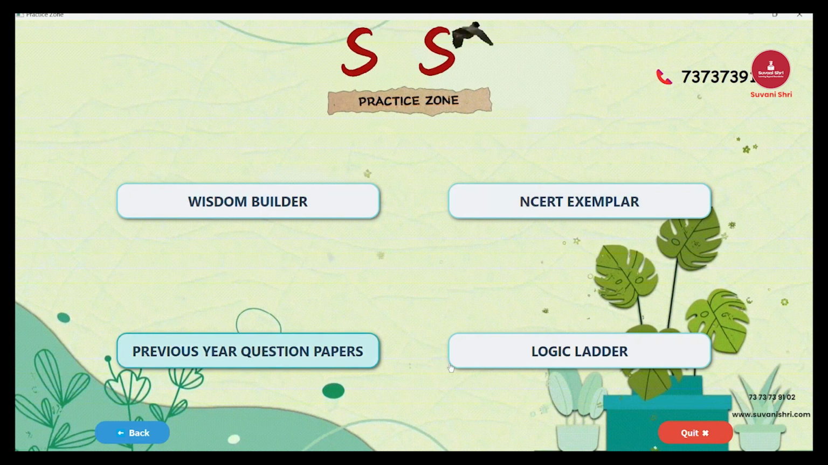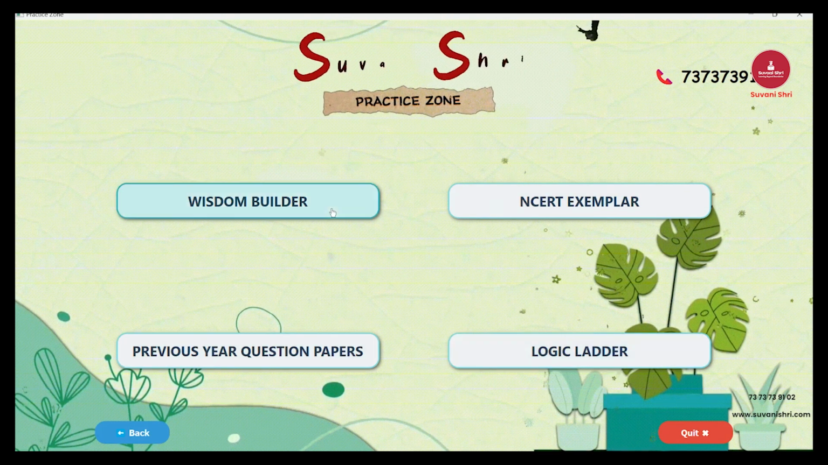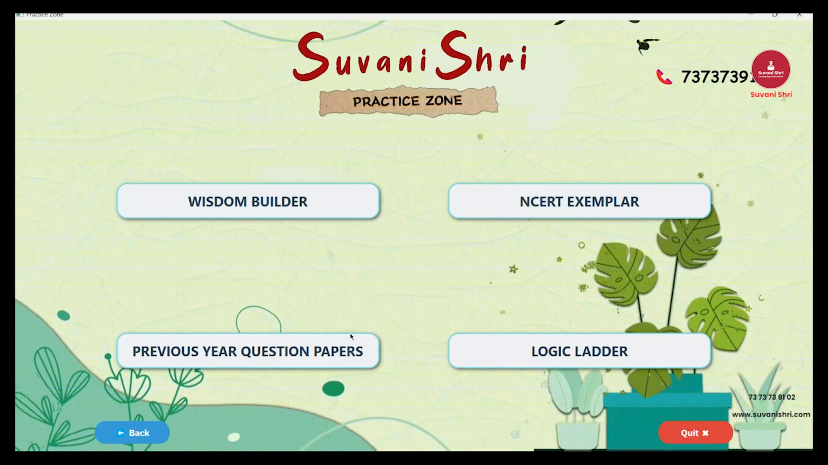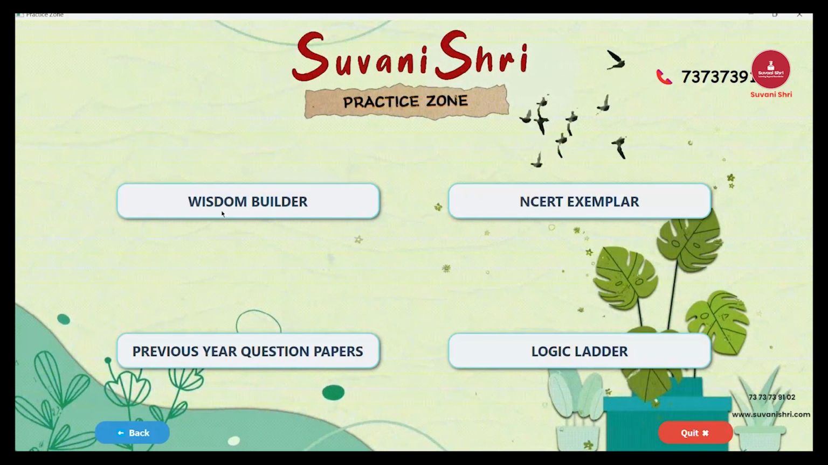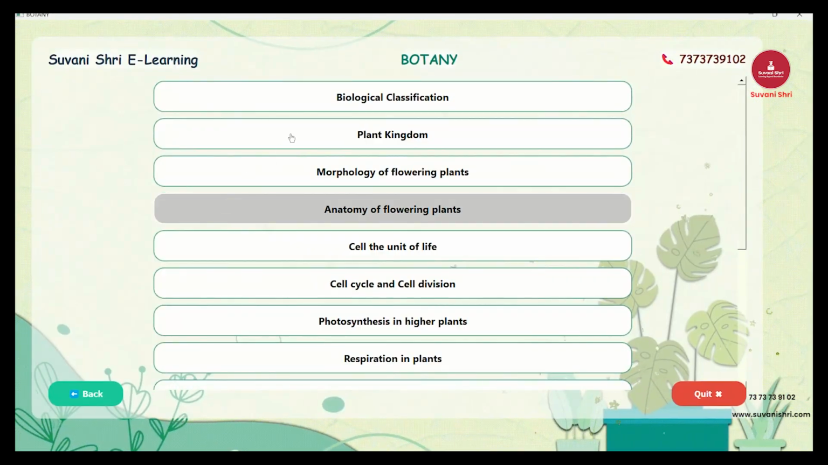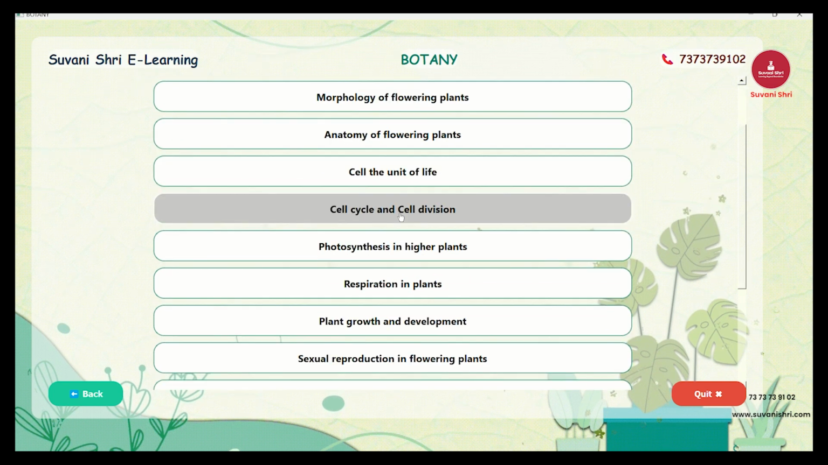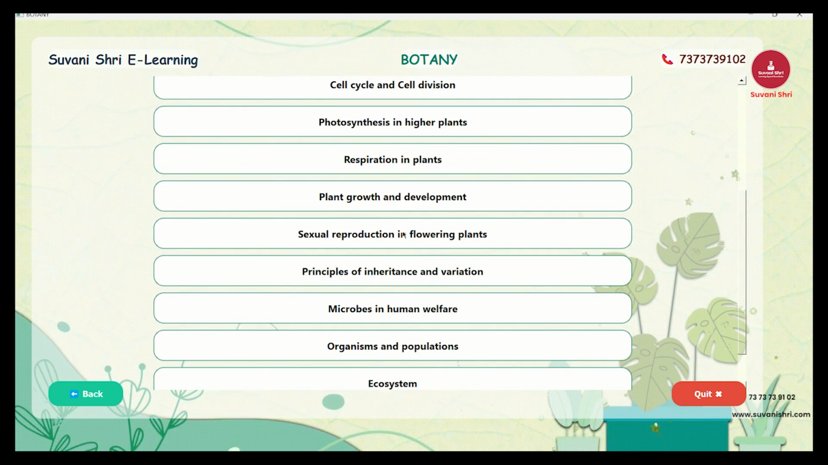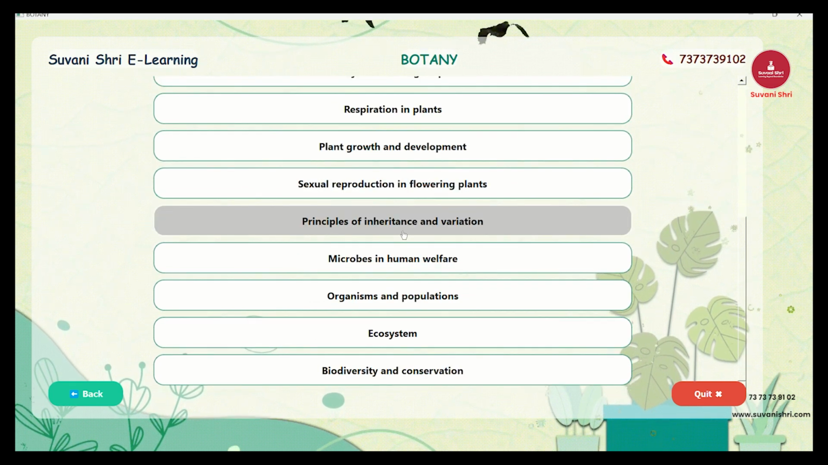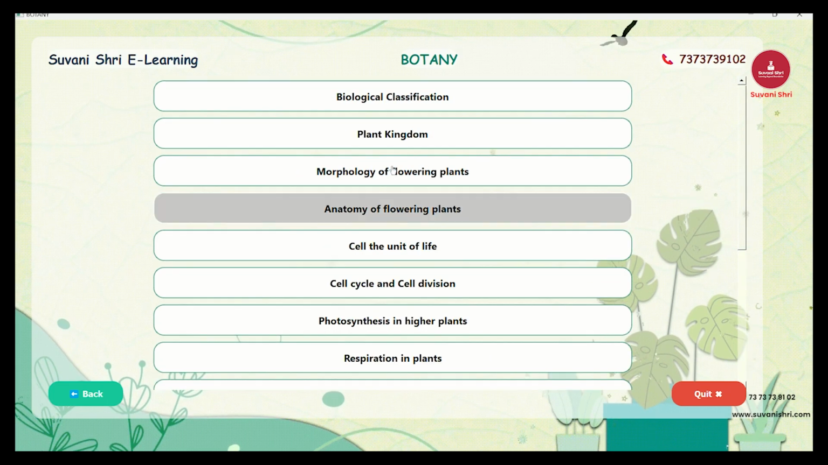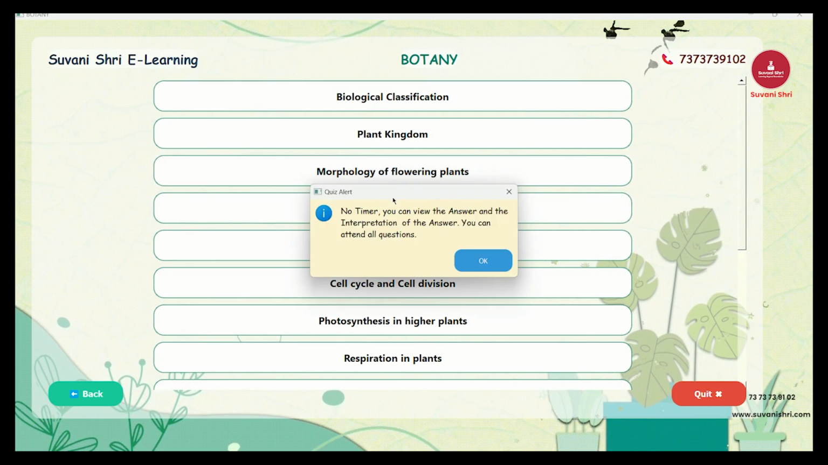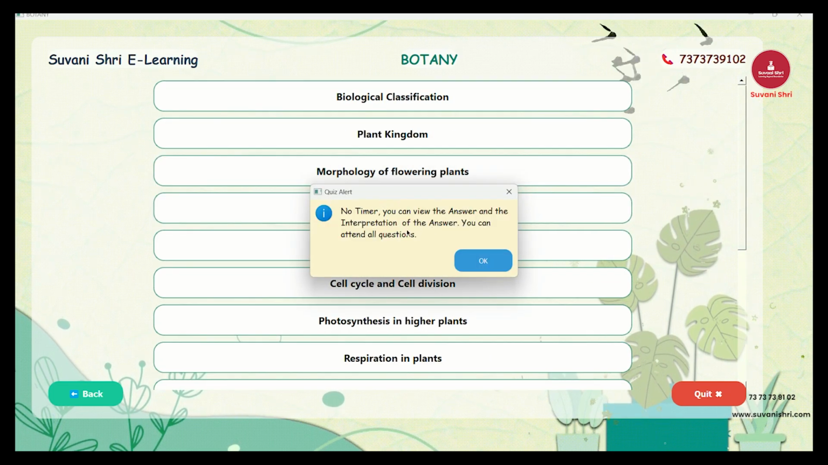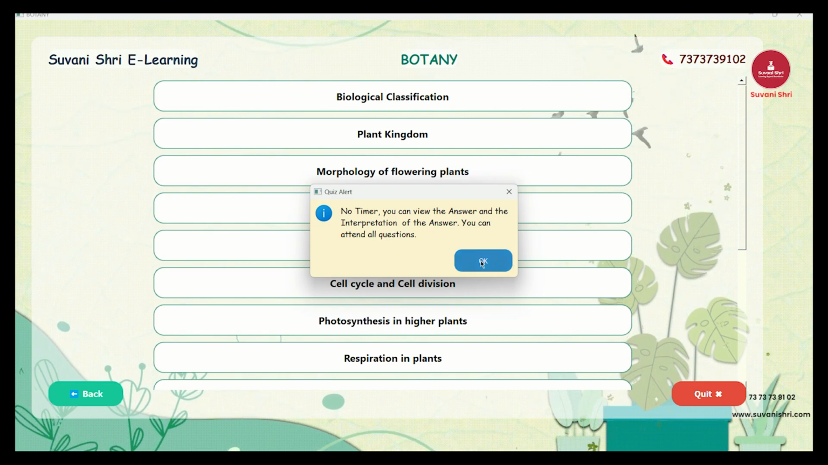After moving on to the practice zone, we have 4 different criteria: wisdom builder, NCERT exemplar, previous year question papers, and logic ladder. Moving on to the wisdom builder, we have the chapters listed that are applicable for the NEET syllabus. First, you would choose a chapter. Now let's select one. Here we give a pop-up that there is no timer and you can view the answer and the interpretation of the answer.